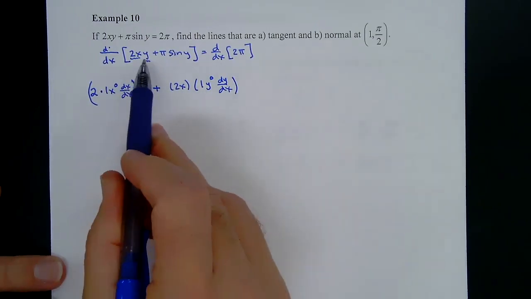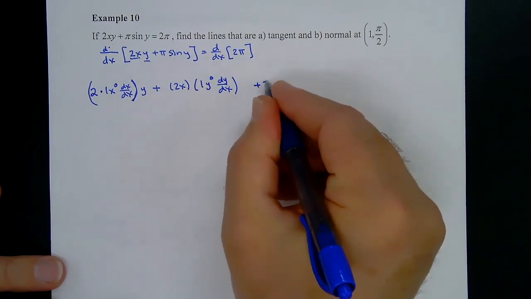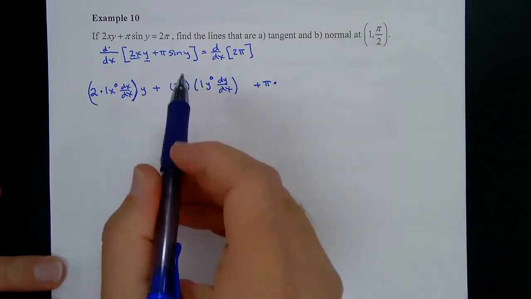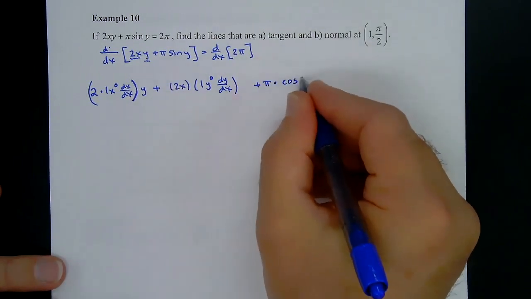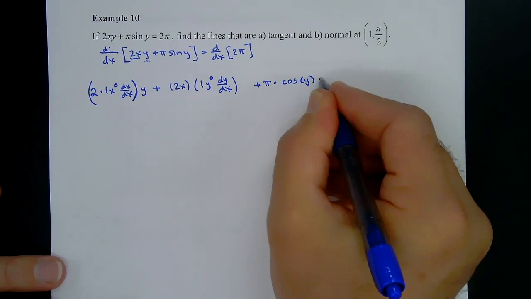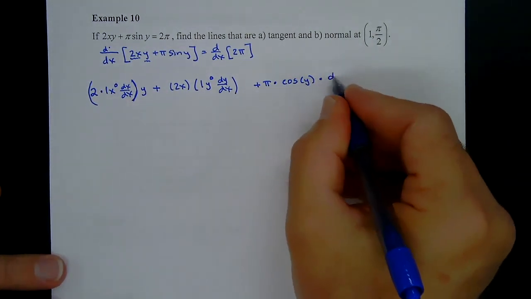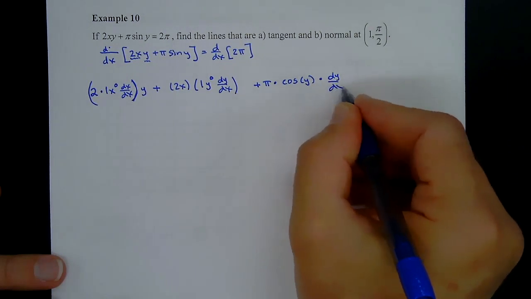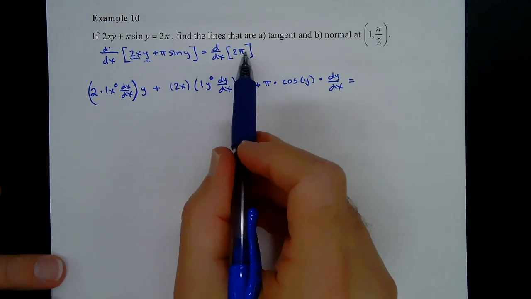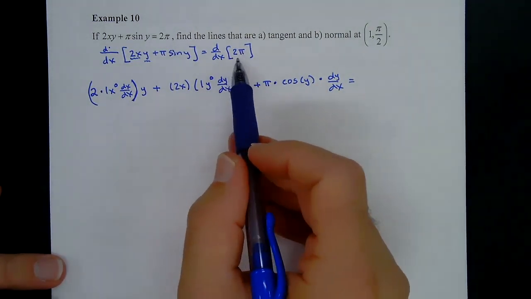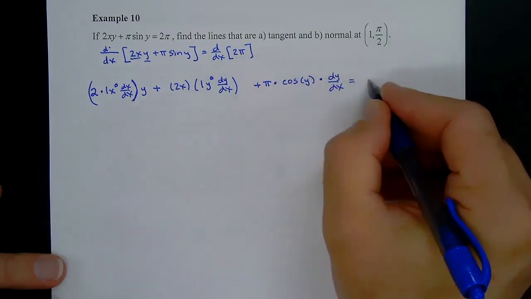Okay, so that's the product rule for just this, and then plus pi times, okay, now I got to take the derivative of sine, which is cosine of y, and then times the derivative with respect to x of this inside, so that would give me dy over dx, and then that's equal to the derivative with respect to x of just 2 pi. Now, 2 pi is a number. It's just a constant, right? So that means this derivative is 0.